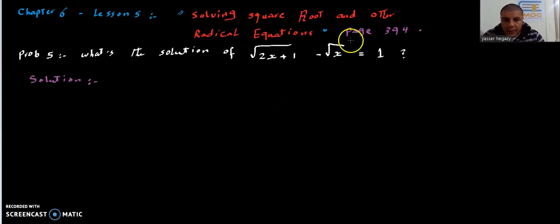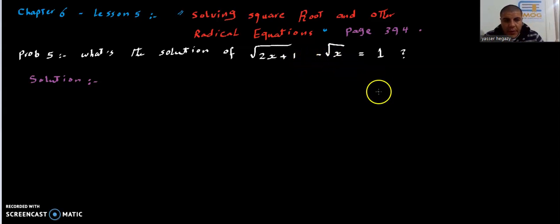Good evening, grade 9. Inshallah, today I'll solve problem 5. So, open your book page 394, solving square root and other radical equations. First of all, in problem 5, it asks what is the solution of the square root of 2x plus 1 minus the square root of x equals 1.